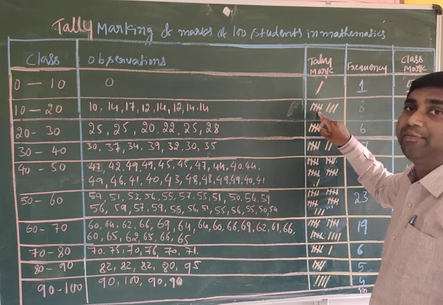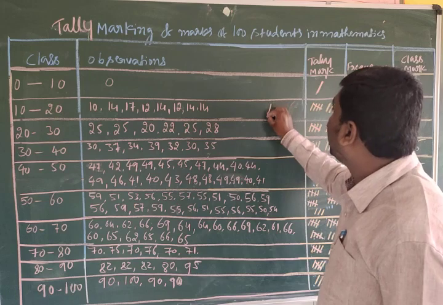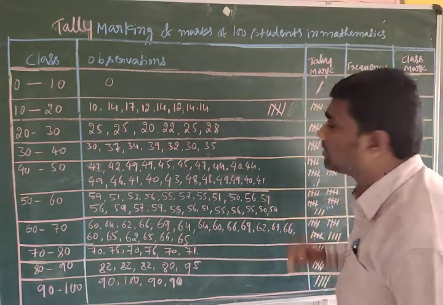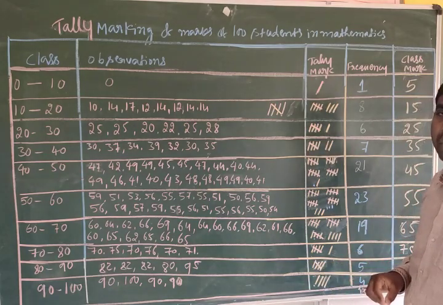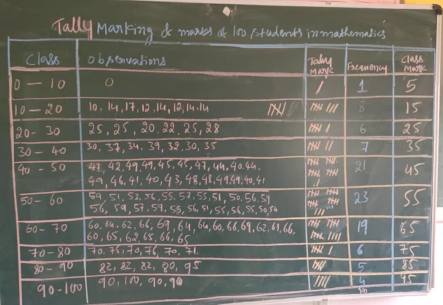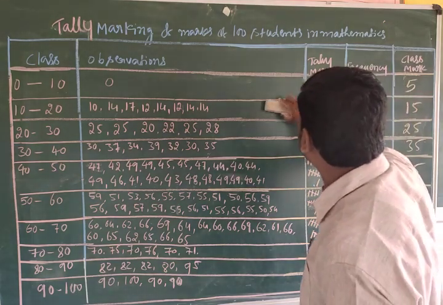That time we will consider as a 5. Say 1, 2, 3, 4. The 5 should be right like this. This is the 5. Okay, 5, 6, 7, 8. Are you understanding?